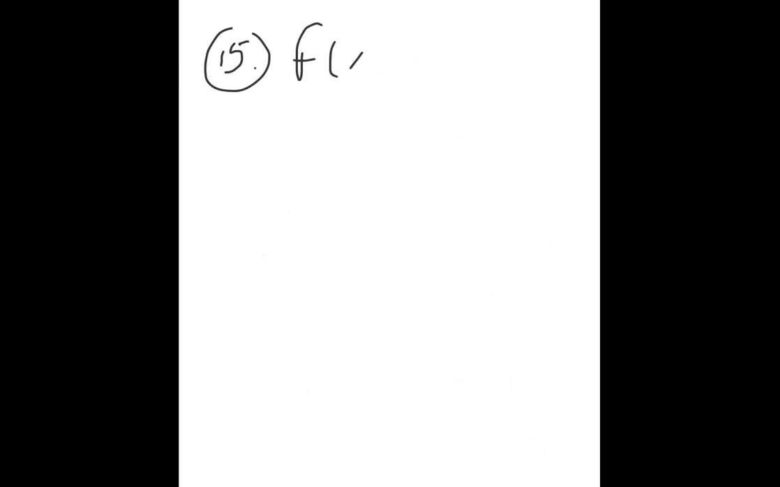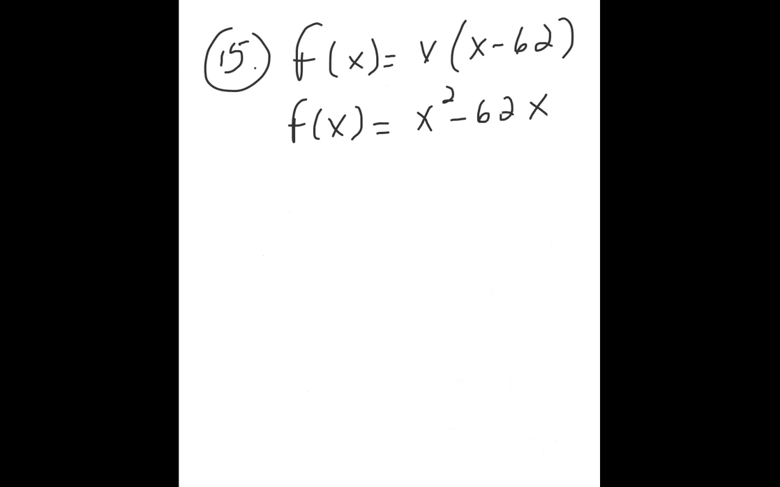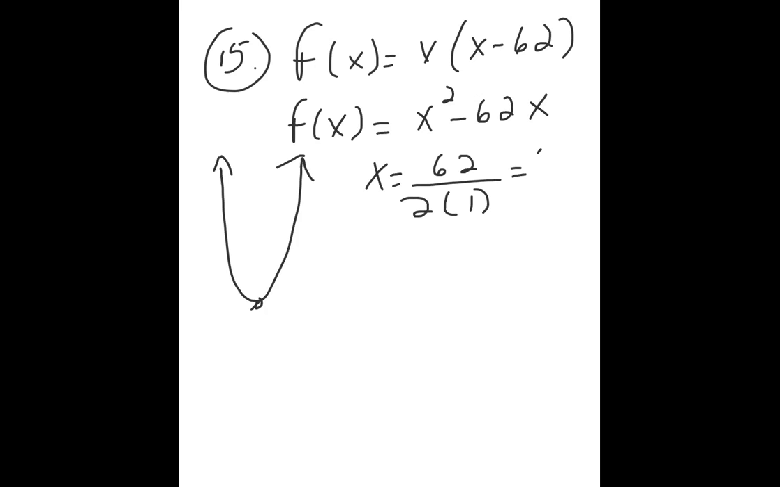So f of x equals x times x minus 62 is the function that is given. You distribute the x, you get x squared minus 62x. There's your function. Obviously, x squared is positive, so you're going to have a graph that looks like this. So the lowest point is at the vertex. So just like with the previous problem, let's go to work. We're going to find the x-coordinate of the vertex. So x is equal to the opposite of b, which is 62, over 2 times a. A is 1. So 62 divided by 2 leaves us with 31.